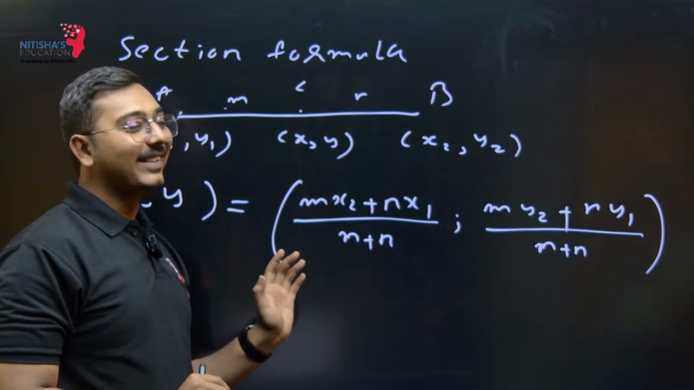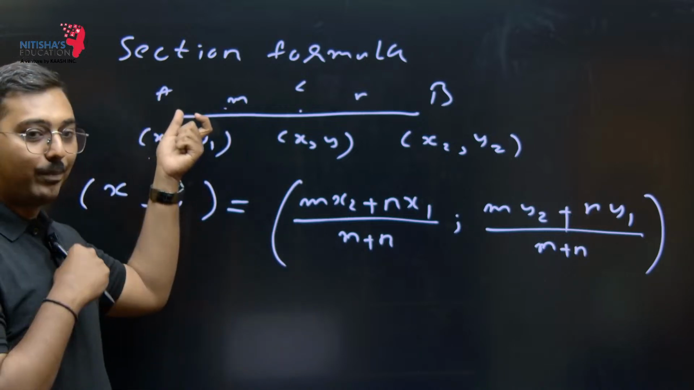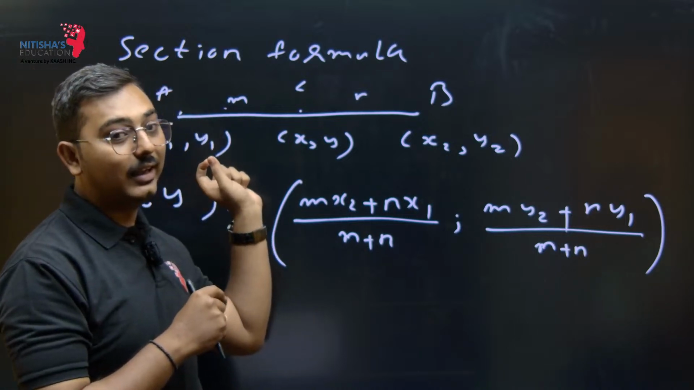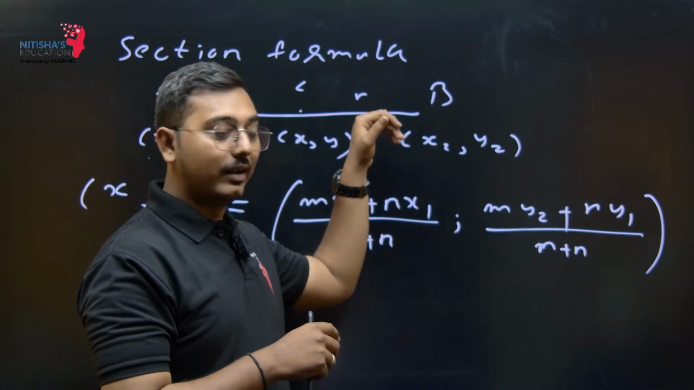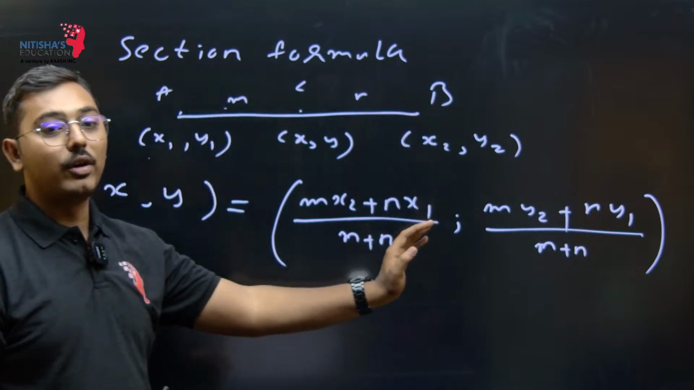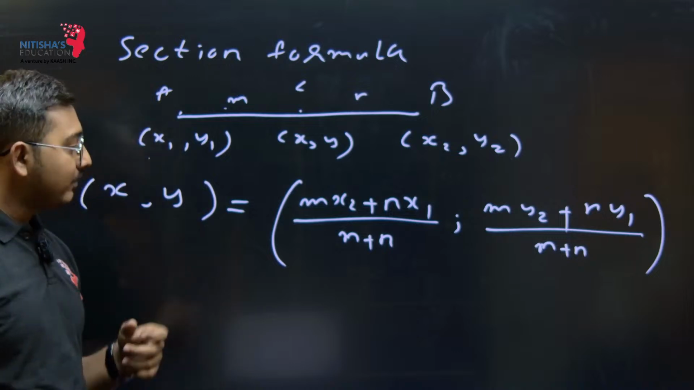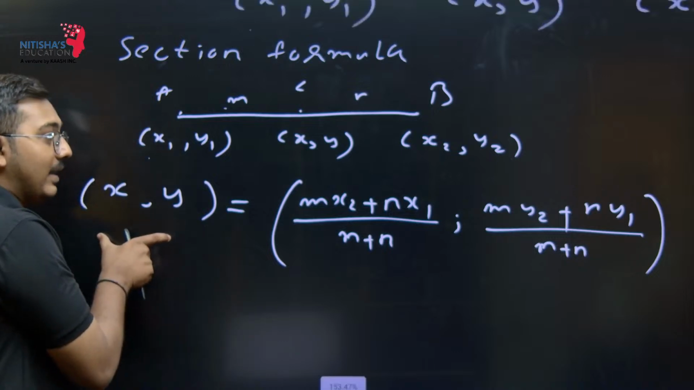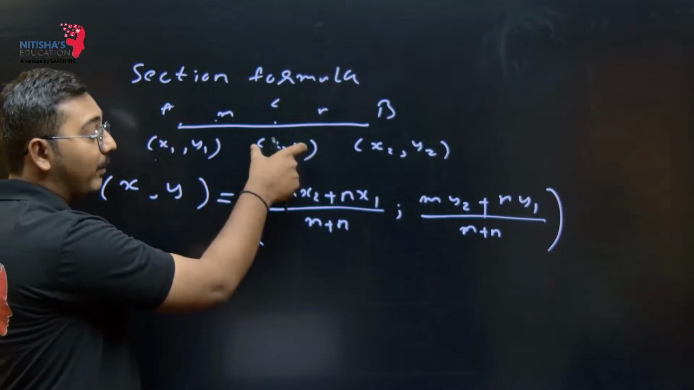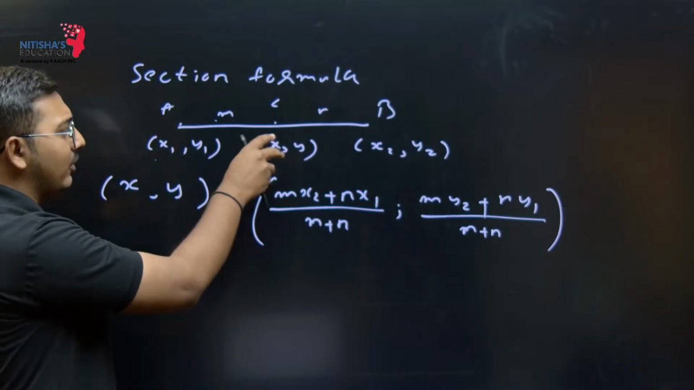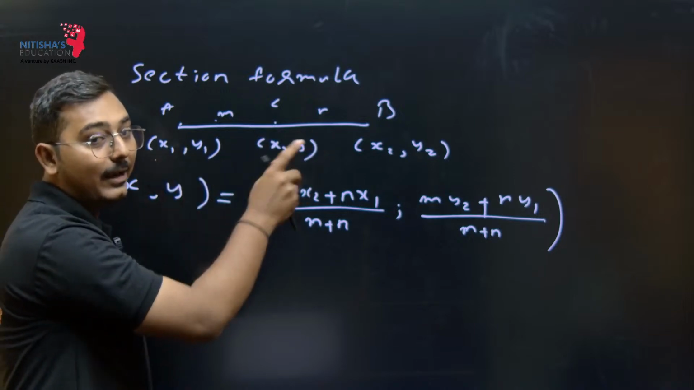Okay, but remember it in such a way that if you are considering the ratio of this part, you have to consider the coordinate of the other part, and if you are considering the ratio of that part, you have to consider the coordinate of this part. Okay, again repeating, x comma y. What is x comma y? x comma y is nothing but the coordinates of the middle point. Okay, it is not exactly the midpoint, but it is the point which lies between A and B.